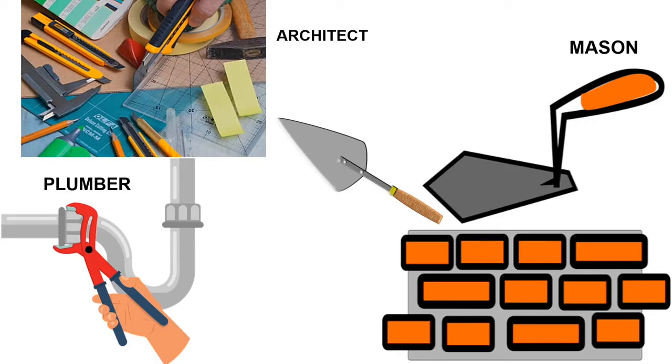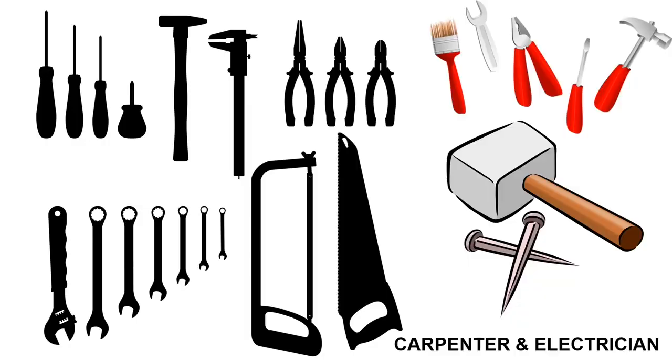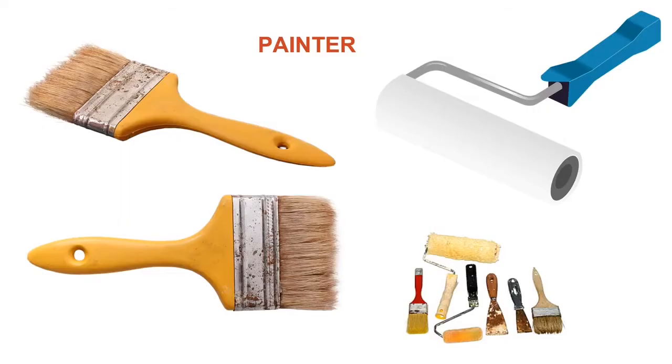The plumber takes care of laying pipes for sewage and water in our homes. A carpenter and an electrician ensure our homes are equipped with proper ventilation, lighting, and other utilities necessary for a comfortable living. The painter makes our house beautiful by adding our favorite colors to our residence.